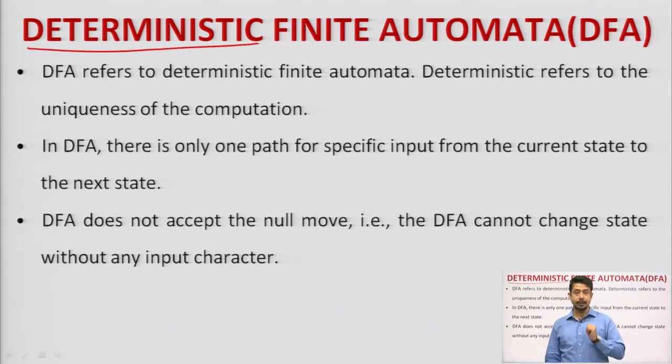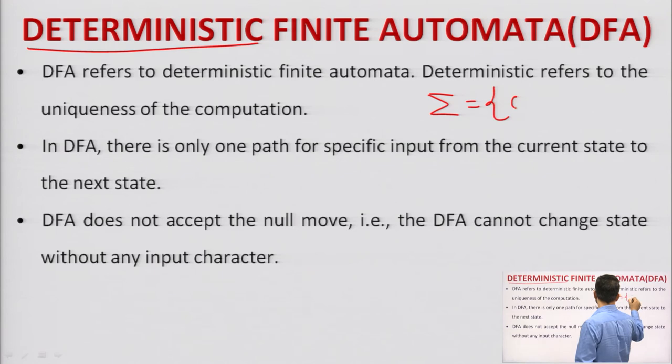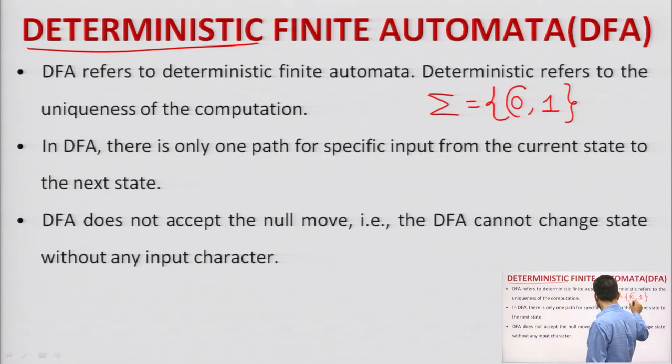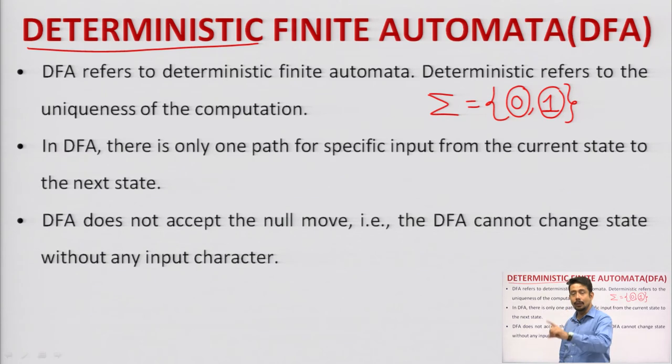Deterministic means it is determined. Whatever input symbols I have, let me take an example of two input symbols, 0 and 1. These are the alphabets. Now a deterministic finite automaton is determined that I will concentrate on 0, I will also concentrate on 1, and I will send these 0 and 1 from one state to another state, exactly one, not more than one.